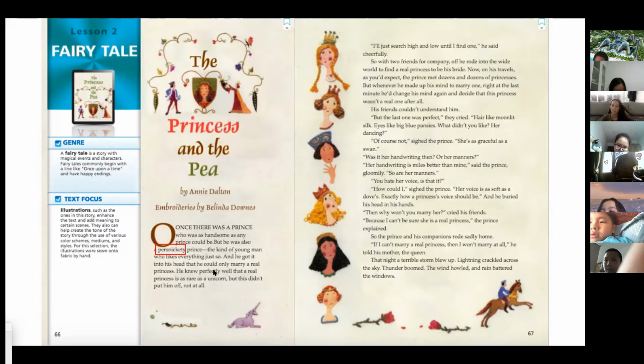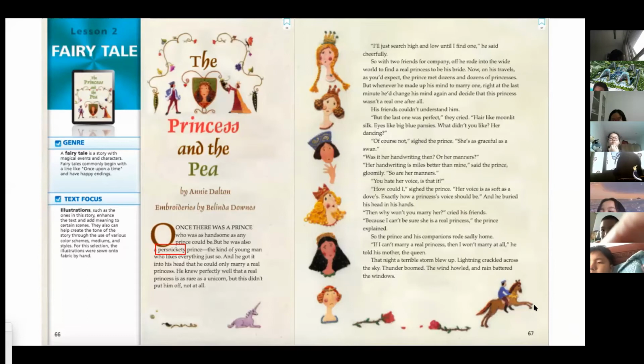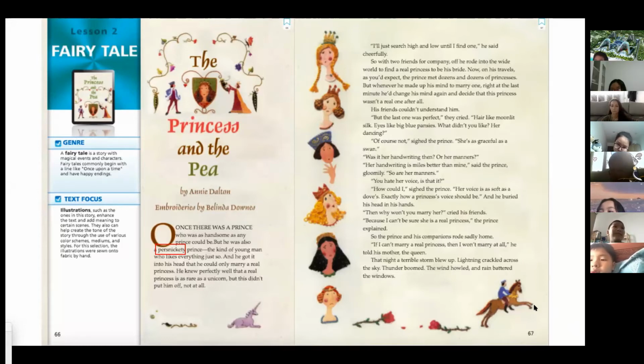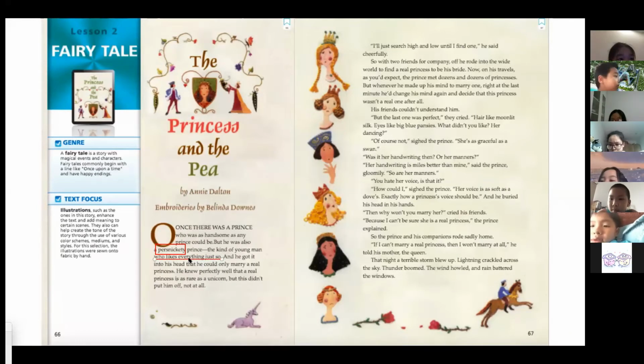Well, it says it right in the first paragraph. If someone is persnickety, he or she, Lingji, he or she will, it says it in the first paragraph. The kind of young man who likes everything just so. So, what does the word persnickety mean? Means that a person who likes everything just so. So a person that likes everything just so, a person who's very particular about the things that he or she likes. So this prince is persnickety, so he only wants to marry a what?